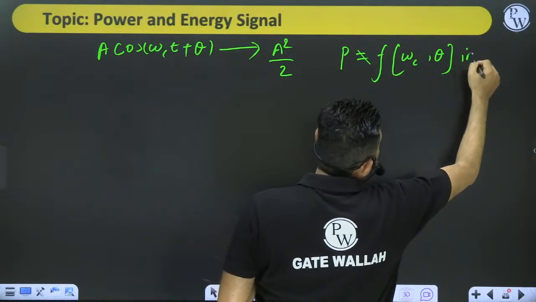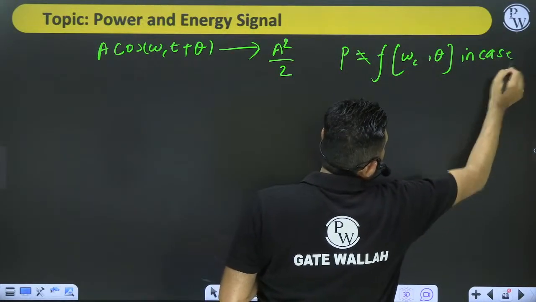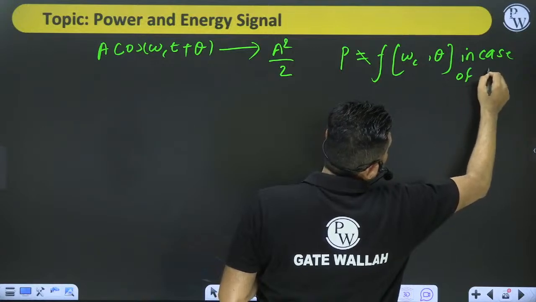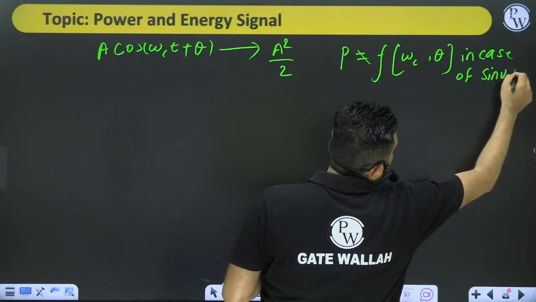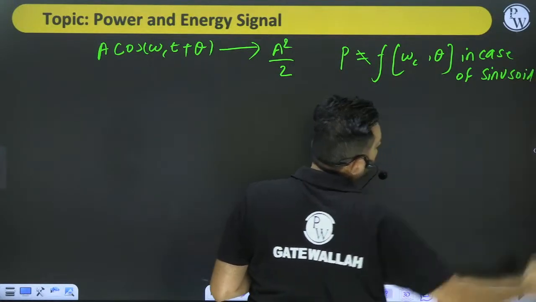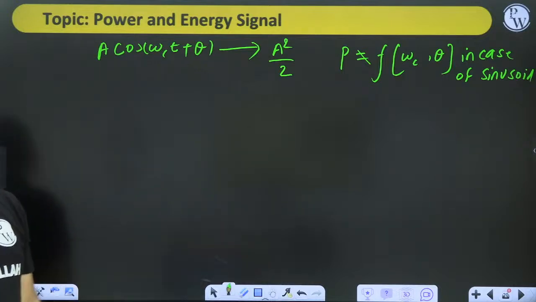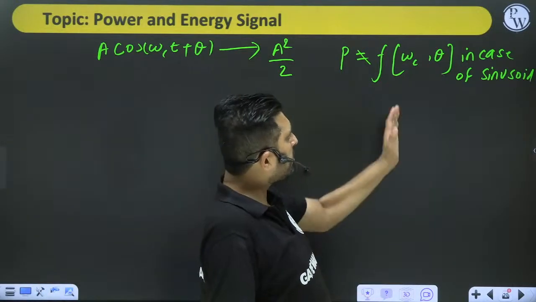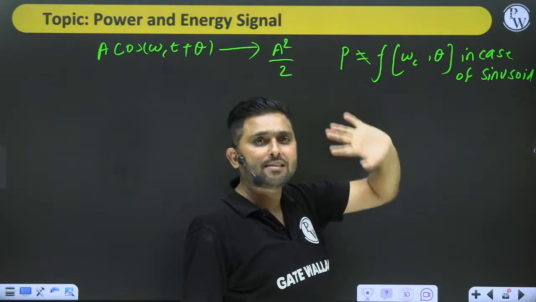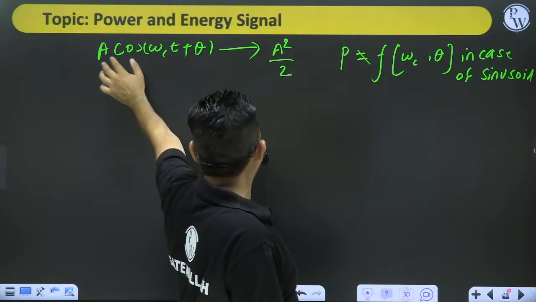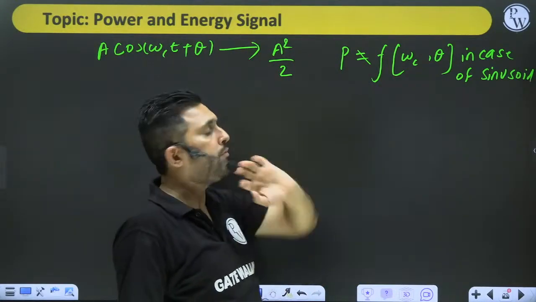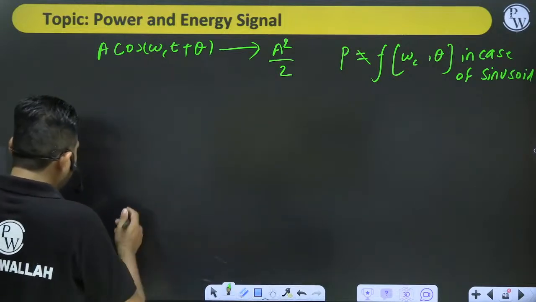In case of sinusoids, this is one of the most important things that you have to take care of. The power is not a function of ωc and θ. Easily you can handle this. Simply A squared by 2 is the power of them. And the last question was this one.